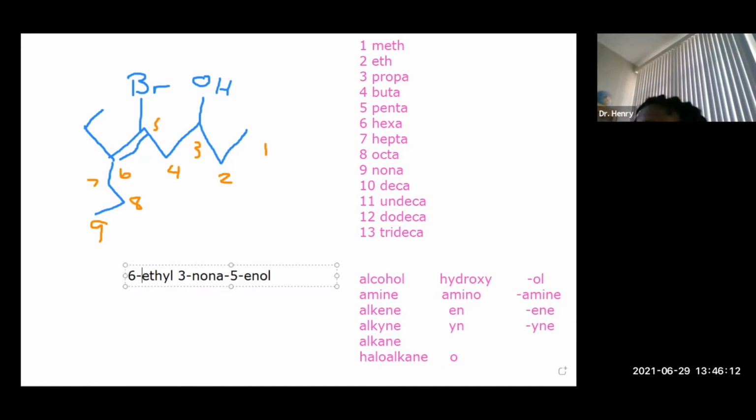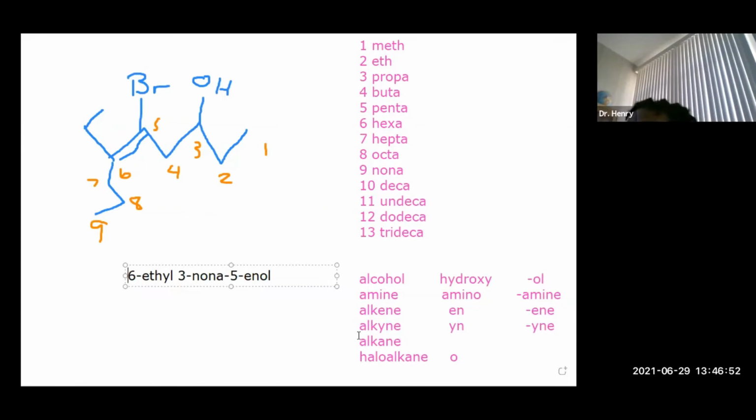So 6 ethyl. Okay, is that all? What's on that 5 carbon? What is Br? Bromine, so what are we going to call it? Bromo. Bromo, that's right. Because we have a bromine on the 5 carbon, hanging off the 5 carbon.